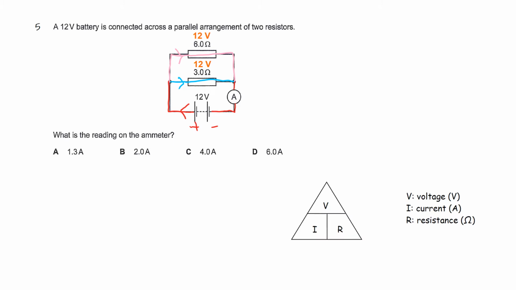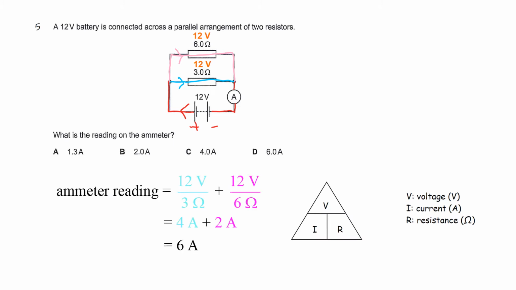Alright, we need to find the current that flows through the 3 ohm resistor as well as the current that flows through the 6 ohm resistor and add them together. We learned that the potential difference across parallel branches of a parallel circuit is the same. So the potential difference across the 6 ohm resistor and the 3 ohm resistor is 12 volts, the same as the EMF of the battery.